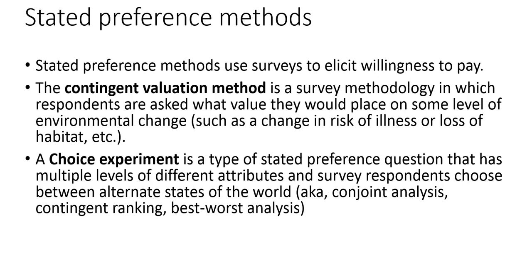Then a choice experiment is a type of stated preference question that has multiple levels of different attributes, and survey respondents choose between different states of the world. This is also known as conjoint, contingent ranking, best-worst, attribute-based methods. It goes by a lot of different names.